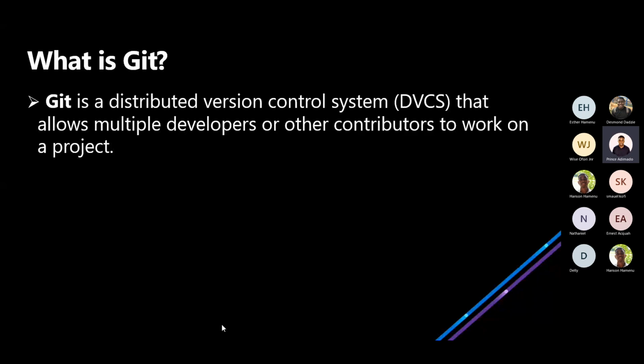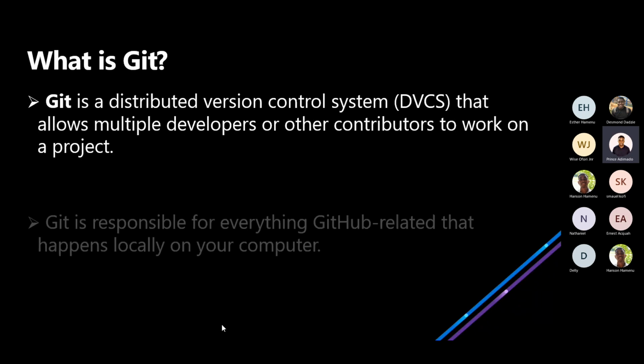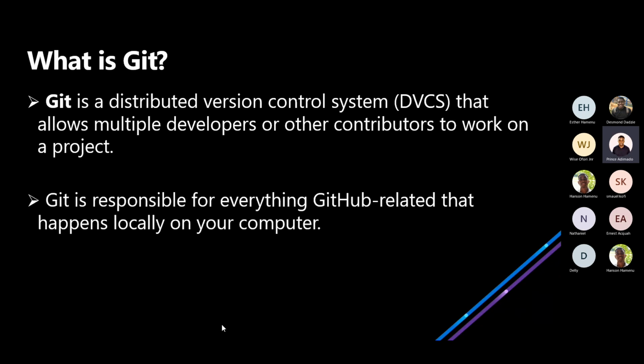But if there's no internet connection, you can't push to the cloud platform, which is GitHub. So Git is the technology behind GitHub. Without Git, GitHub would only be hub. There would not be Git attached to it. So Git is responsible for everything GitHub related.